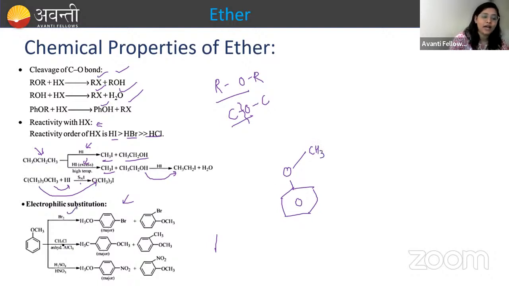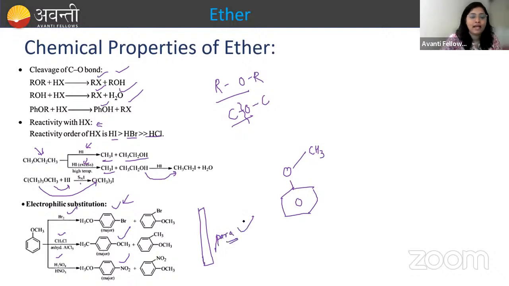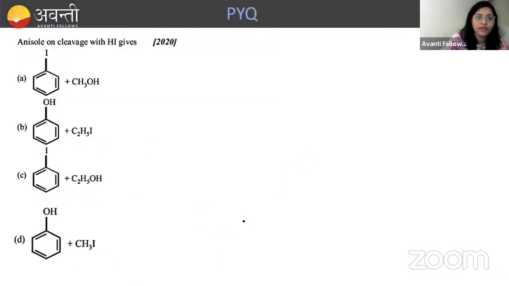When it reacts with Br2, when it reacts with CH3Cl and anhydrous AlCl3, that is what, FC alkylation, Friedel-Crafts alkylation, and when it reacts with the nitrating reagent, we get para as a major product, para as a major product, and para as a major product. So when anisole is there, we always get para as a major product. Very, very important. Now let's solve certain problems regarding this.